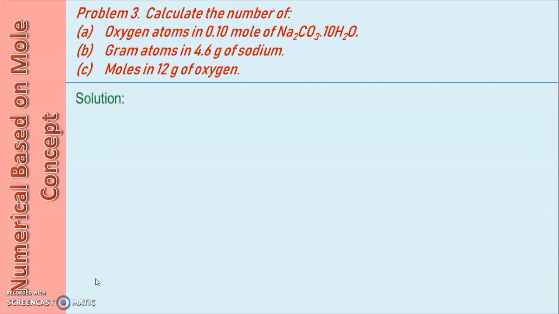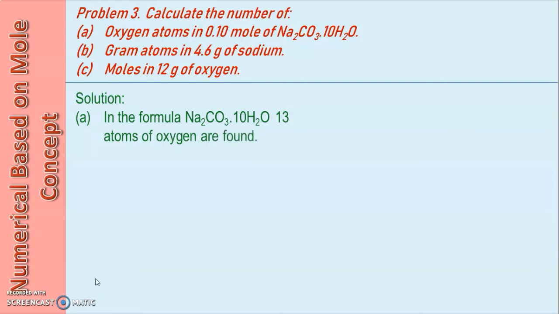First one, calculate the number of oxygen atoms in 0.10 mole of sodium carbonate decahydrate. So let us see this one. In this formula, sodium carbonate decahydrate, count the number of oxygen atoms. So you can find here, there are 3 oxygen atoms here and 10 oxygen atoms here. So 10 plus 3, 13. So in the formula, sodium carbonate decahydrate, 13 atoms of oxygen are found.